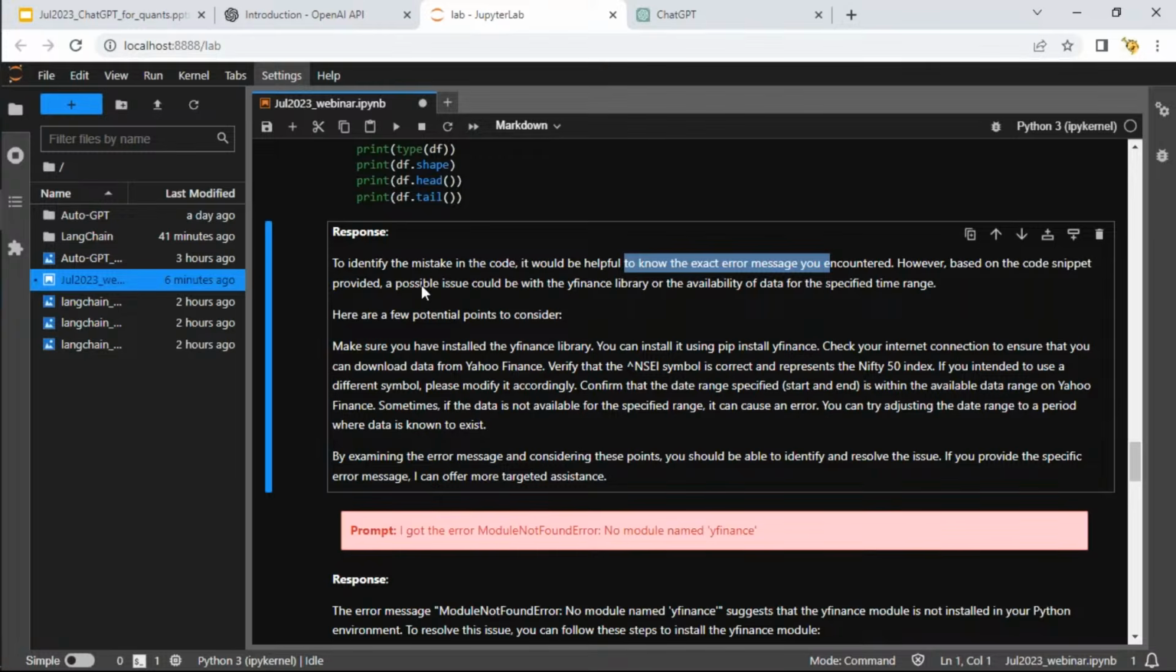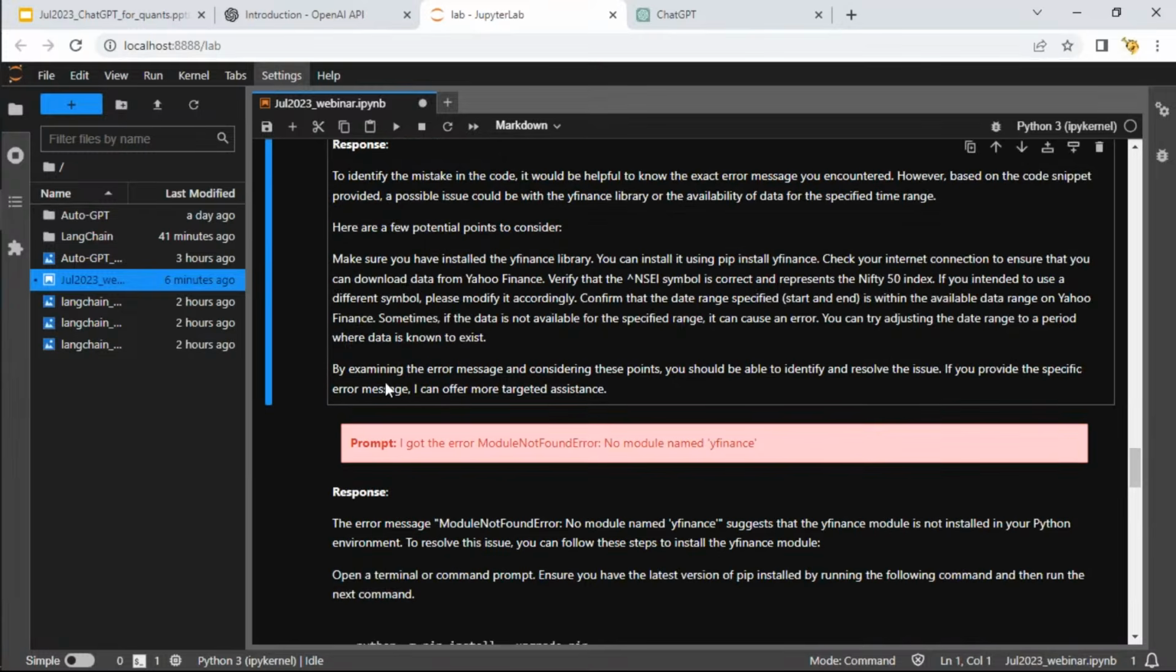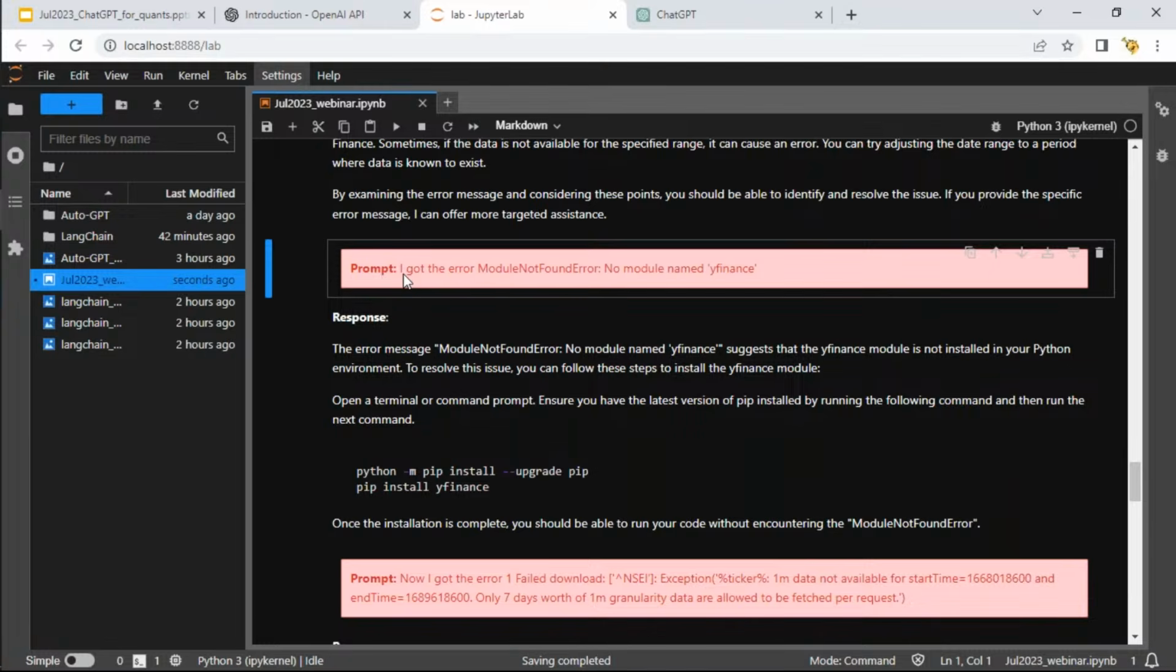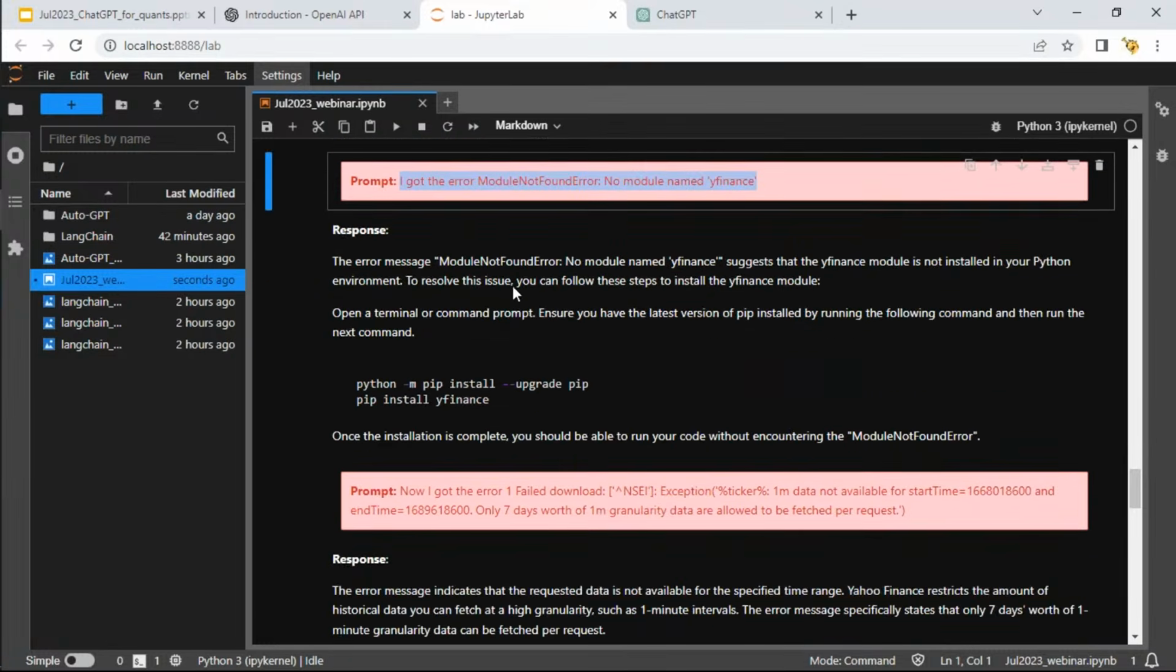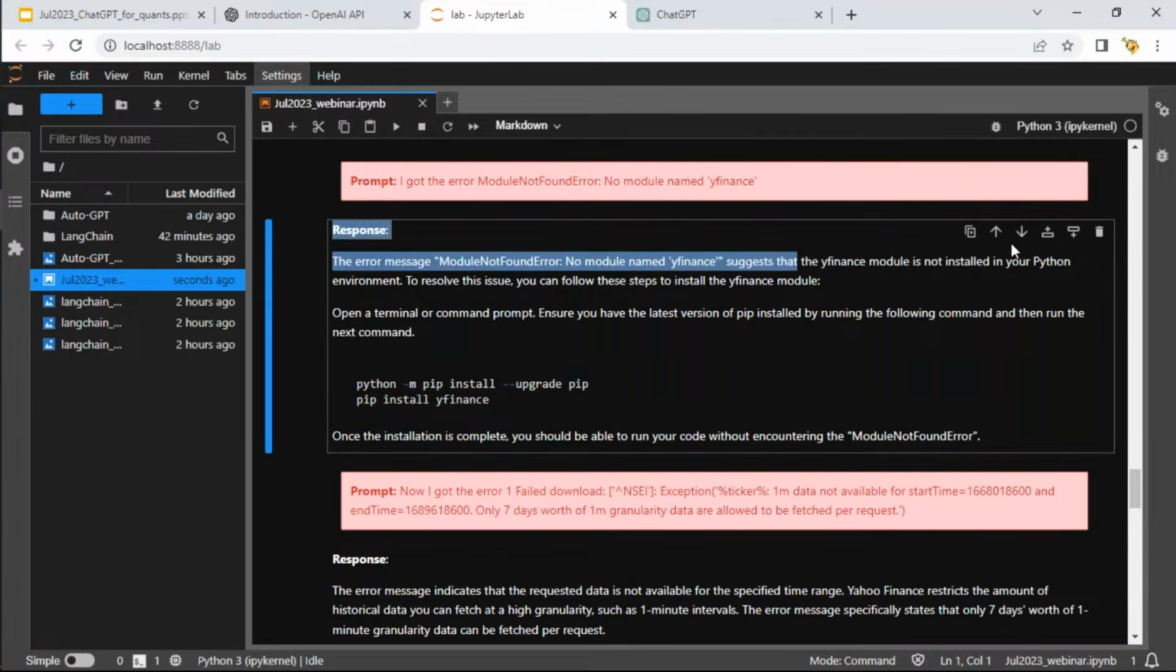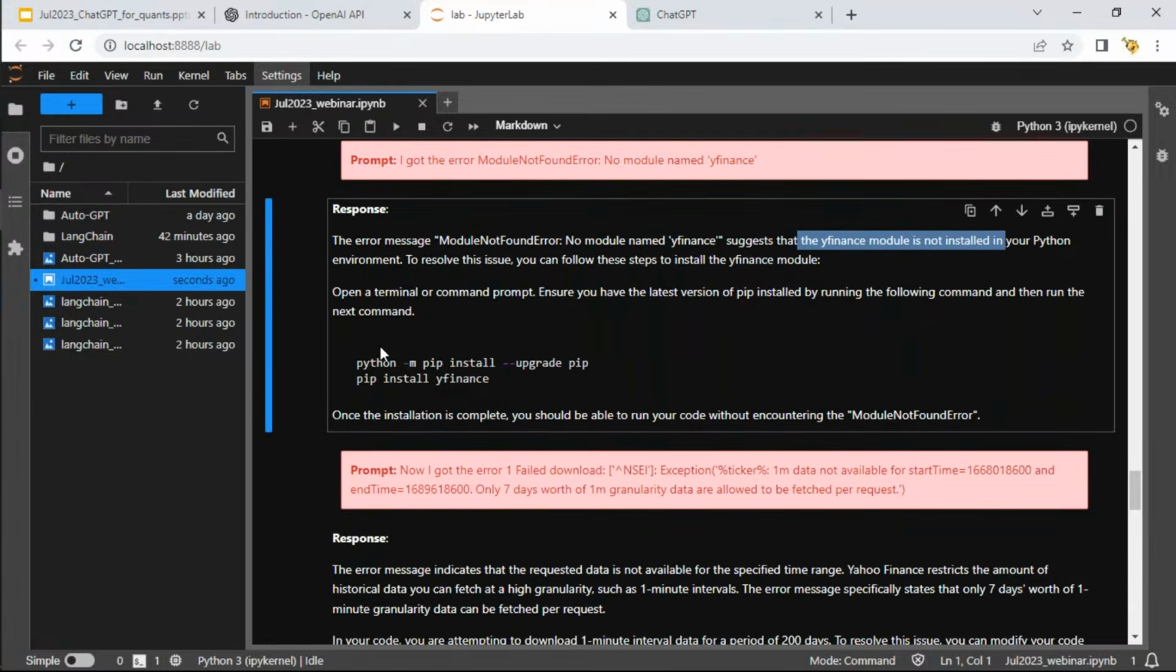And it is even telling me what the possible issues are. It could be with the yfinance library or the availability of data for the specified time range. And it gives me some things to consider. And at the end, it says, by examining the error message, I'll be able to identify and resolve. If you provide the specific error, I can offer more targeted assistance. So what I did was I typed this. I got the error, module not found, no module named. So it has interpreted that it means this specific library was not installed, and it even tells me steps to install it.